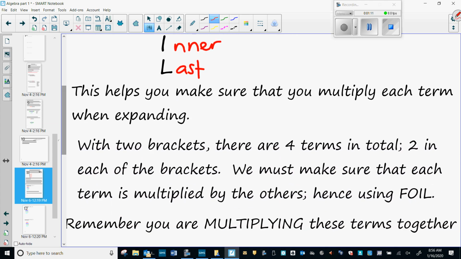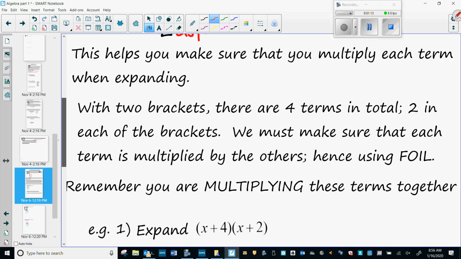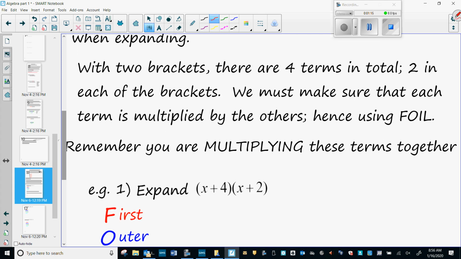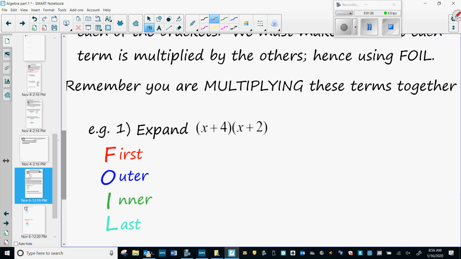Okay, so how do you make sure that you multiply each term when expanding? So, with two brackets, there are 4 things in total you're going to have. Okay? So, if you only end up with 3, something's gone wrong. Another way sometimes people do it is that they just draw arrows. So, they'll draw an arrow from x to x, from x to 2, from 4 to x, from 4 to 2. And sometimes they'll do that in a smiley face.